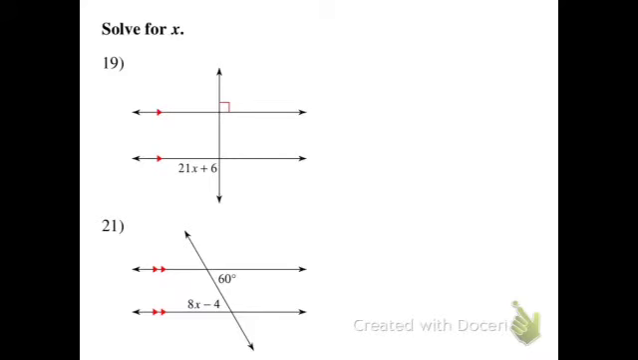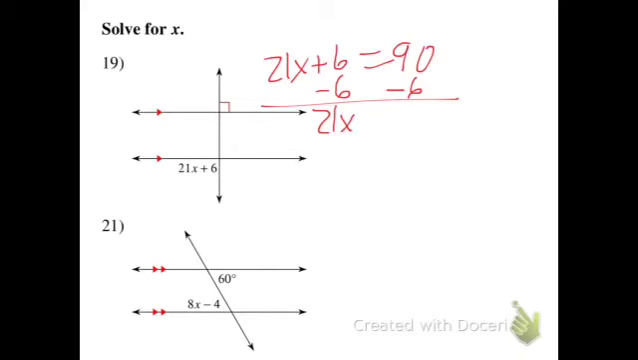Now we're moving on to the actual figuring out some calculations here. These guys here are alternate exterior angles. Notice how that's a right angle. So 21x plus 6 would have to equal 90 degrees. And so you just gotta solve for x, subtract 6 from both sides, you'll get 21x equaling 84. Divide by 21 on both sides, you get x equals 4.